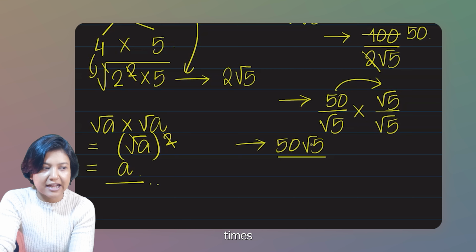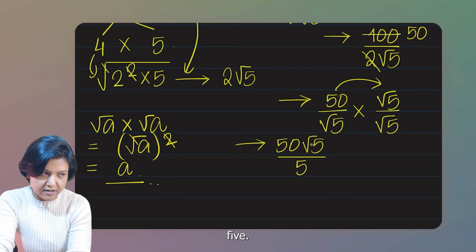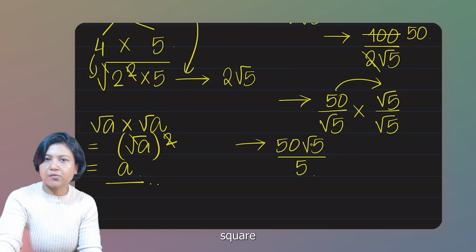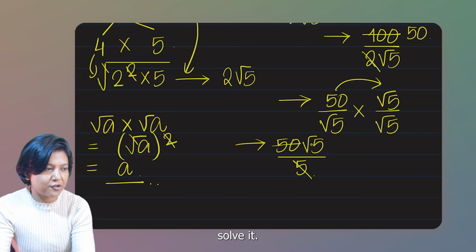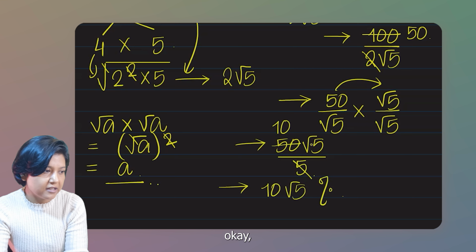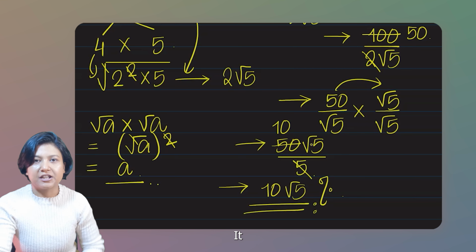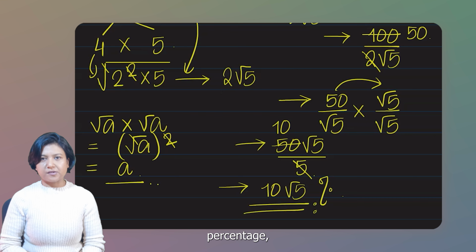Any irrational number times itself, when it is a square, okay, square root of 5 times square root of 5, the answer is 5. Similarly, remember square root of 2 times square root of 2, which is 2. So 50 divided by 5, you know how to solve it. 50 divided by 5 is 10, giving me the final answer as 10 root 5%, okay? 10 root 5%. It means what? You can say that in terms of percentage itself. In terms of percentage, you saw that the area of the pond is 10 root 5%.